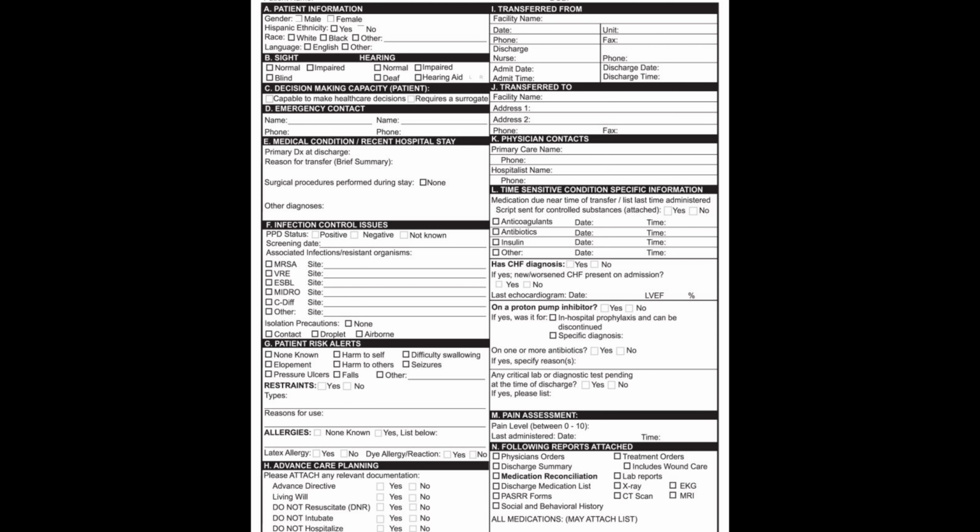Y'all excuse the rooster in the background sitting outside. But let me show y'all the back side of its information on that as well.